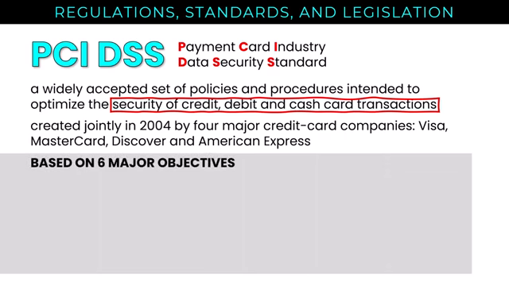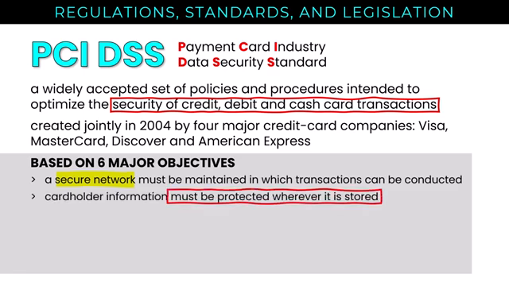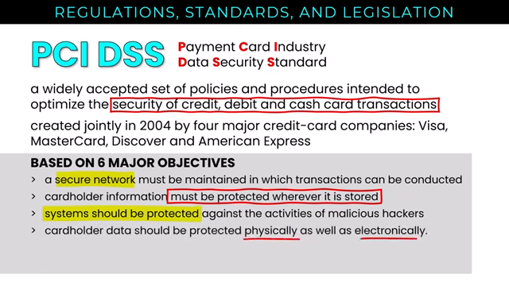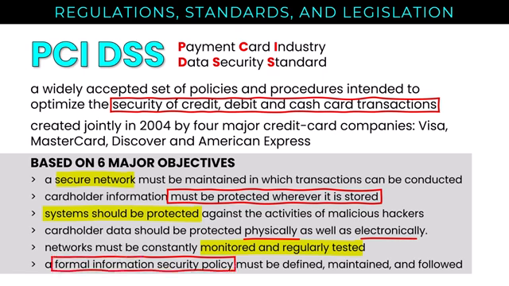So it's based on 6 major objectives. A secure network must be maintained in which transactions will be conducted. Cardholder information must be protected wherever it's stored. Systems should be protected against the activities of malicious hackers. Cardholder data should be protected physically as well as electronically. And networks must be constantly monitored and regularly tested. And finally, a formal information security policy must be defined, maintained, and followed.